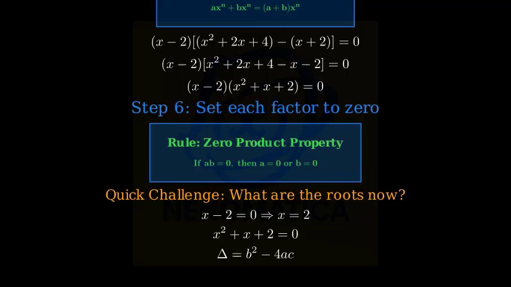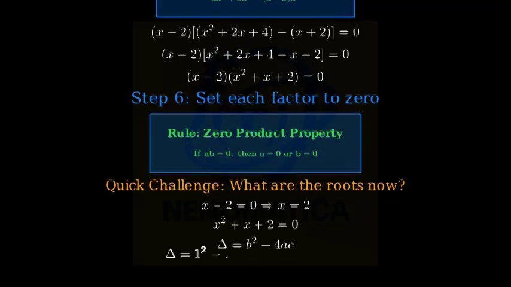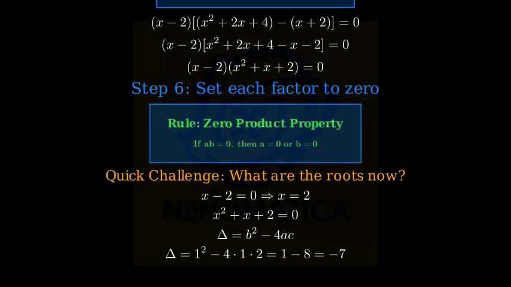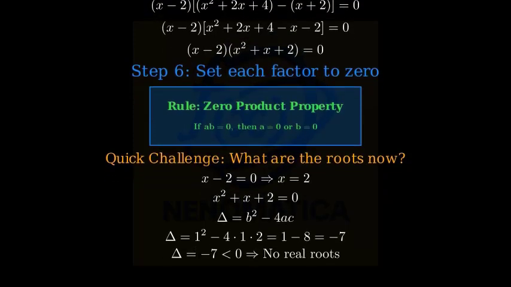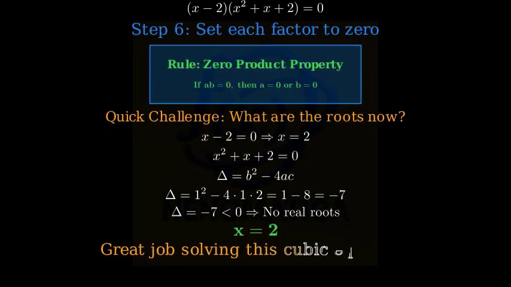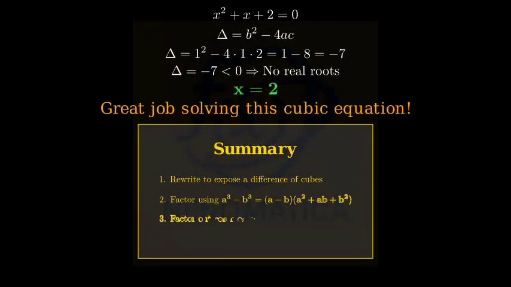To check for real roots, we calculate the discriminant, b squared minus 4ac. Here a equals 1, b equals 1, and c equals 2. So the discriminant is 1 squared minus 4 times 1 times 2, which equals 1 minus 8, which is negative 7. Since the discriminant is negative, the quadratic equation x squared plus x plus 2 equals 0 has no real roots. Therefore, the only real solution to our original equation x cubed minus x squared minus 4 equals 0 is x equals 2. Let's summarize what we've learned.